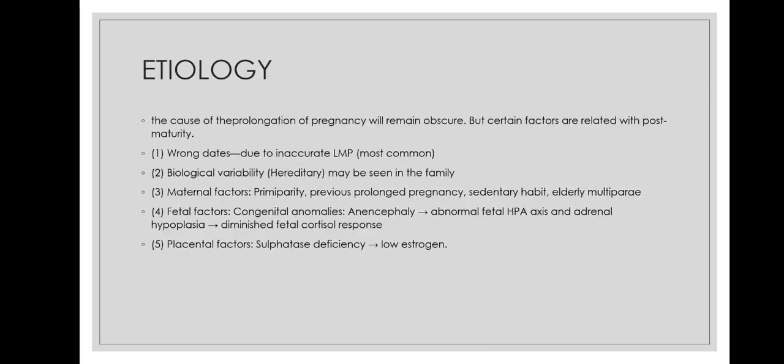The etiology, the cause of the prolongation of pregnancy, generally remains obscure, but there are certain factors that are related with post-maturity. The first one is wrong dates due to inaccurate last menstrual period, which is the most common. Two, biological variability, which is hereditary and may be seen in the family. So a patient will come to you and tell you there's been a family history of delivering post-term babies. Three, maternal factors: primiparity, previous prolonged pregnancy, sedentary habit, elderly multipara.